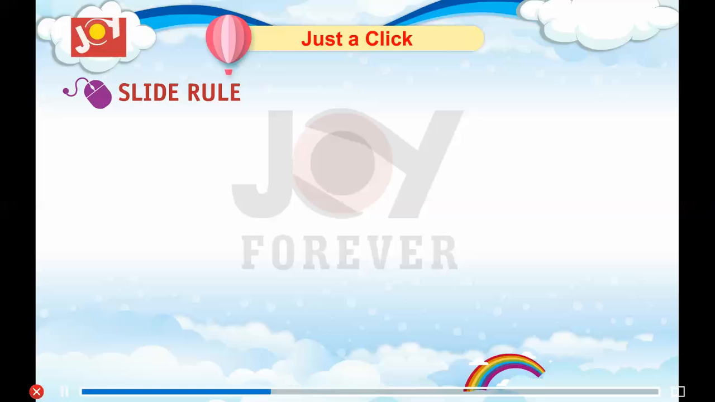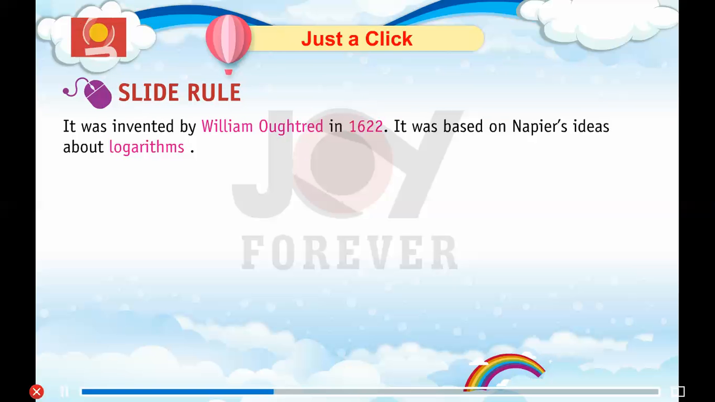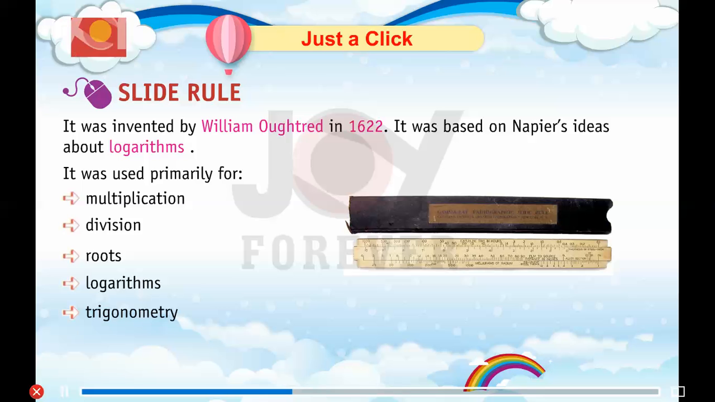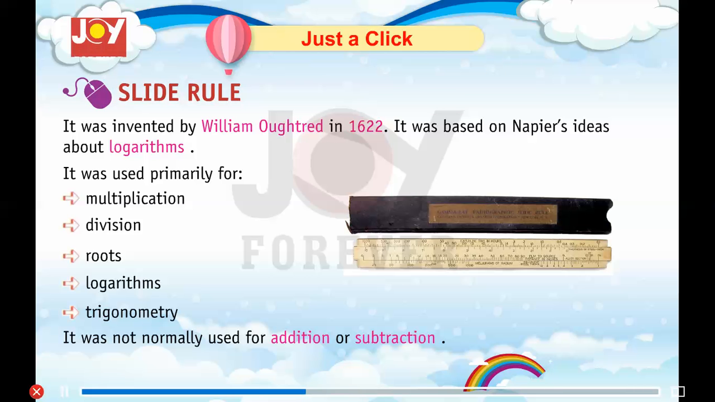Slide rule. It was invented by William Oughtred in 1622. It was based on Napier's ideas about logarithms. It was used primarily for multiplication, division, roots, logarithms, and trigonometry. It was not normally used for addition or subtraction.